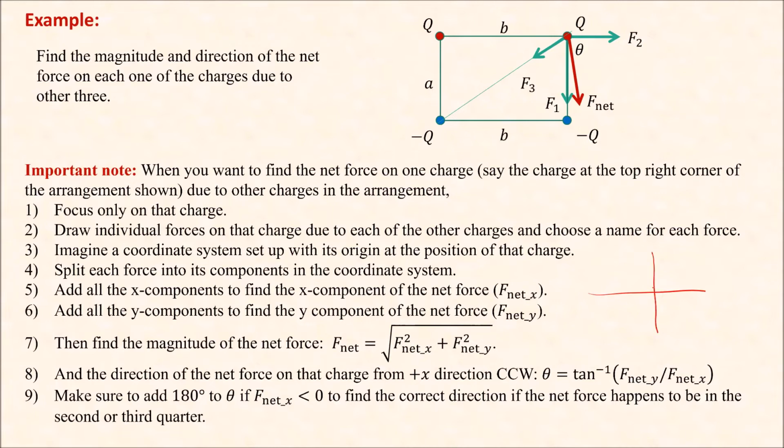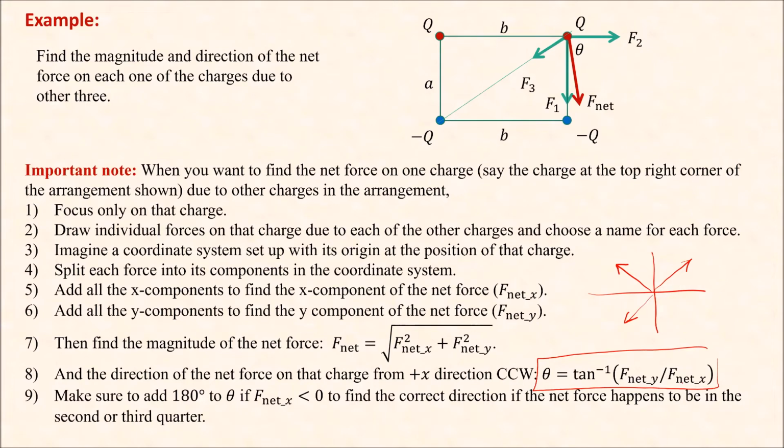You know that when you want to calculate the angle, you use tan inverse of Y component over X component. No matter what value Fy over Fx is, the tan inverse only gives you values between negative 90 degrees and 90 degrees. So those are only in the first and fourth quarters. It never gives you the angle in these quarters. In order to get that, you need to add 180 degrees to the value of theta you get from this formula.